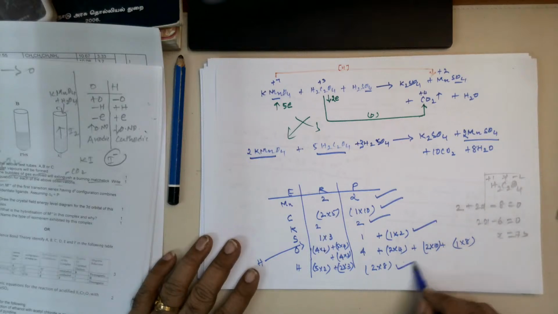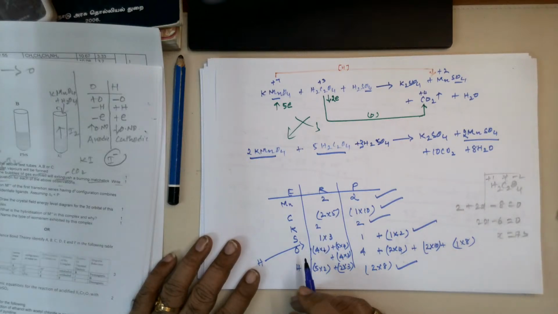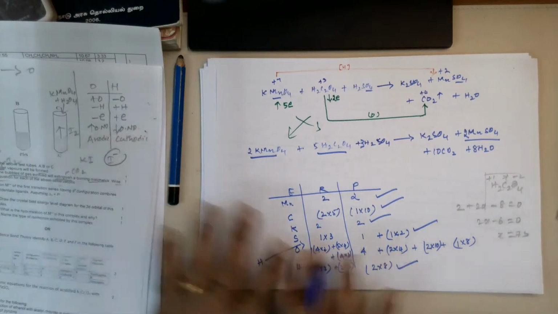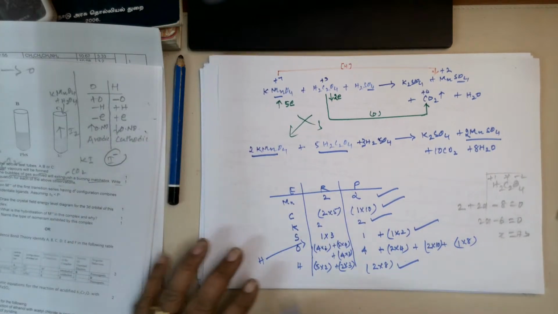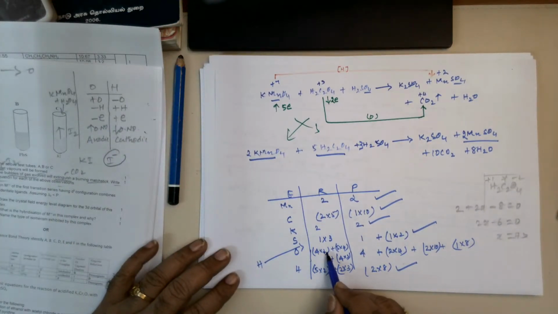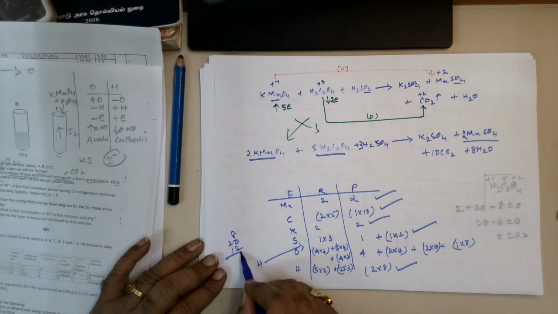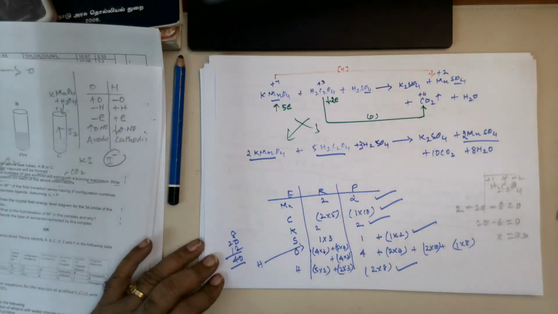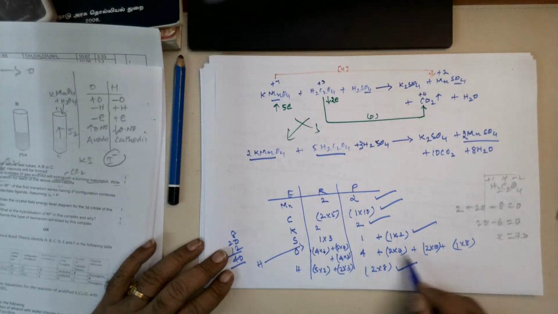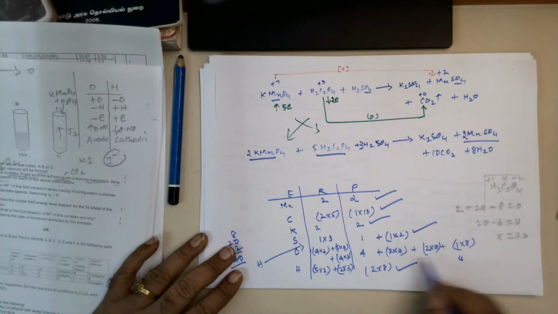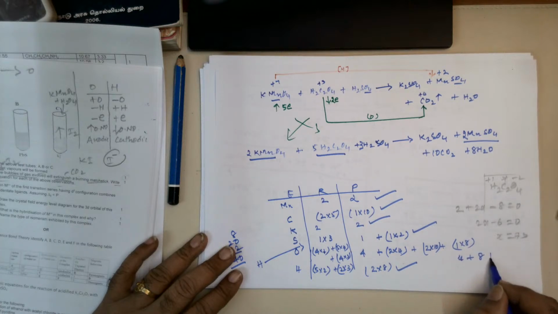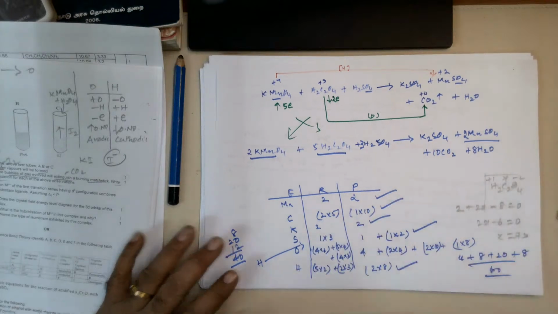I have finished hydrogen. Now you just count the oxygen, automatically they are balanced. How? For example, 4 into 2, 8 oxygen. How much here? 20. How much here? 12. Totally 40 oxygen. Got it? What about here? 4 and then plus 8 and then 20 plus 8. So this is also 40. So all are balanced perfectly.